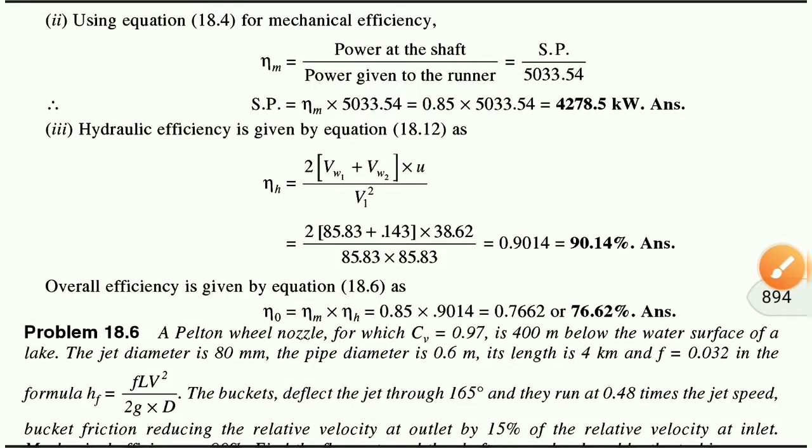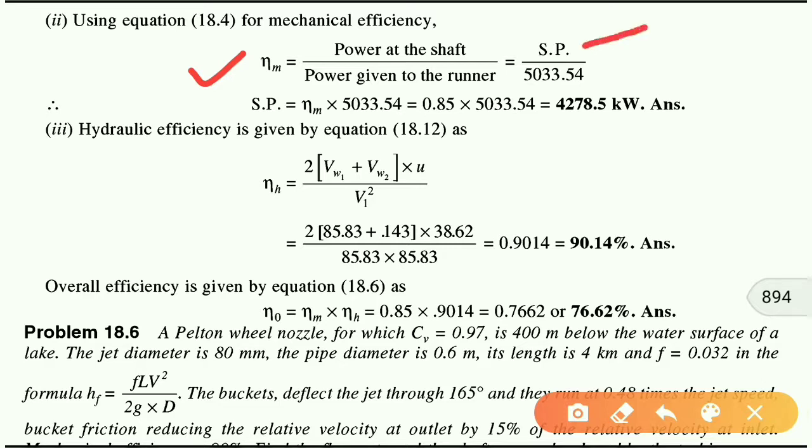Now to find the shaft power, we know that the formula for the mechanical efficiency is equal to power at the shaft divided by power given to the runner. The power at the shaft is also represented by shaft power, and power given to the runner is also represented by runner power. The runner power we have just calculated as 5033.54 kilowatt. Mechanical efficiency we know is 0.85. So we can easily calculate the value of shaft power. It is equal to 4278.5 kilowatt.